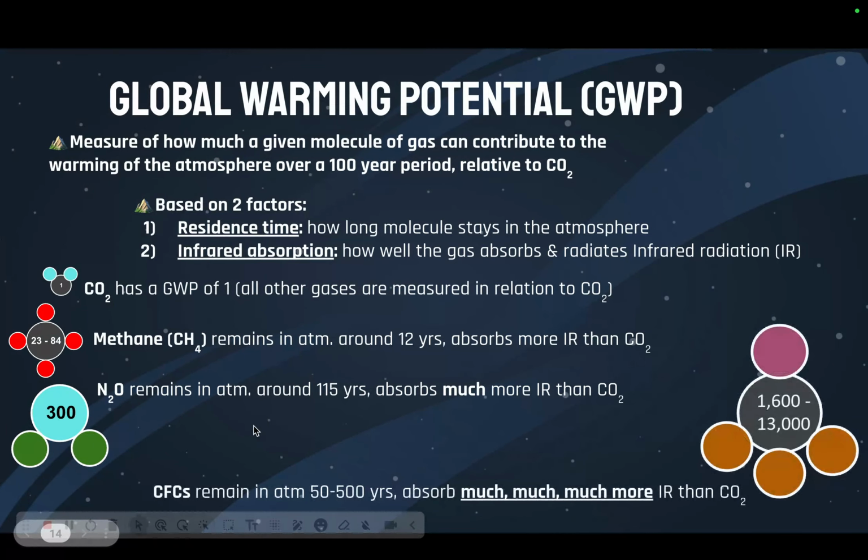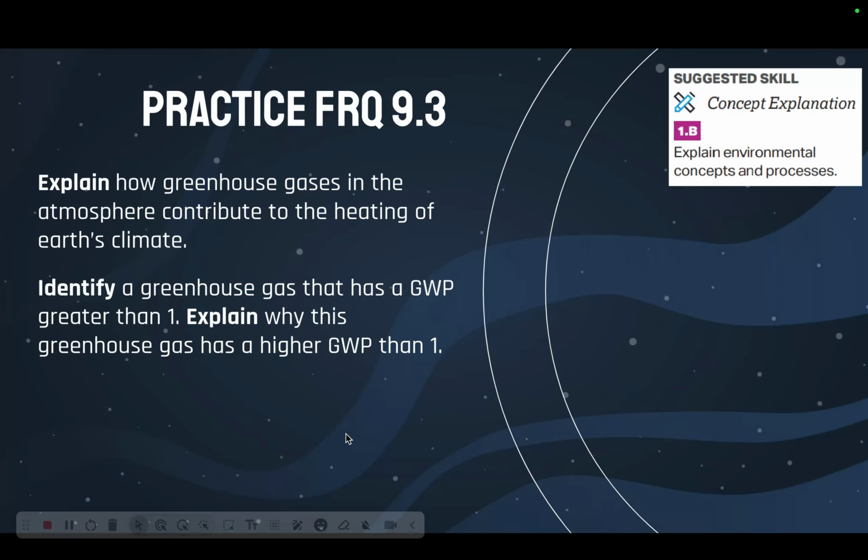And then lastly, when we look at CFCs, chlorofluorocarbons, they remain in the atmosphere anywhere from 50 to 500 years, depending on the type of CFC. And they absorb much, much more IR than CO2. So they get a score of anywhere from 1,600 to 13,000, okay?